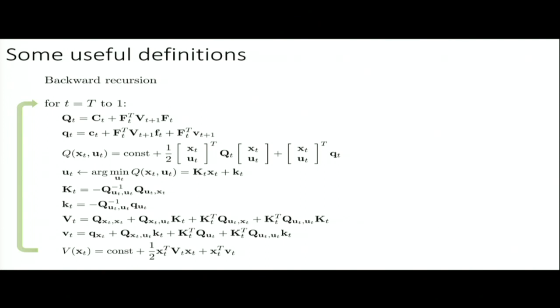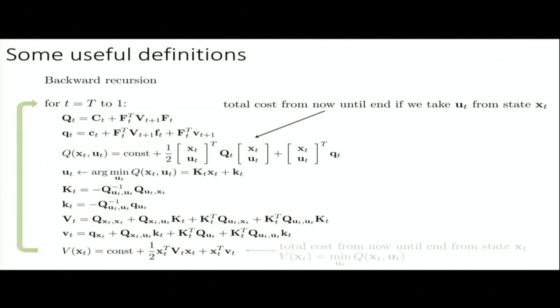A few useful definitions. I think you guys should have already heard this in previous lectures, but the Q function is the total cost from now until the end if we take u in x. So this is a Q function just like the Q function we had before. And the value function here is a value function just like in the model-free RL case. It's the function of the state that gives you the Q value for the best action. So same exact formulas as before. The only difference is the sign. Before we had rewards, now we have costs. So the values and the Qs are actually the cost to go, not the reward to go.